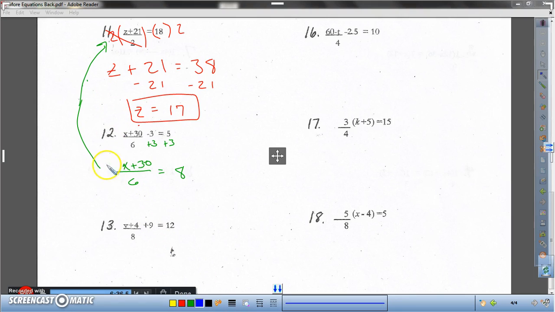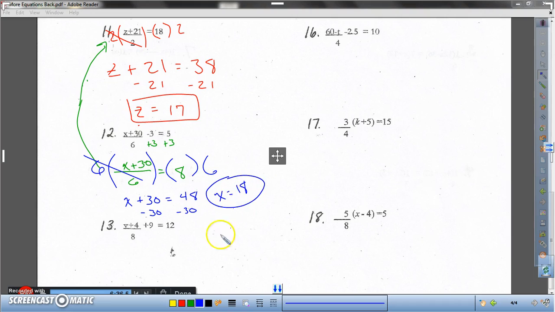I want to get rid of that division by multiplying both sides by 6. That's going to leave me with x plus 30 on the left. 6 times 8 is 48. And again, I have a one-step equation here to finish this off. Subtract 30 from both sides, and x is equal to 18 for number 12.